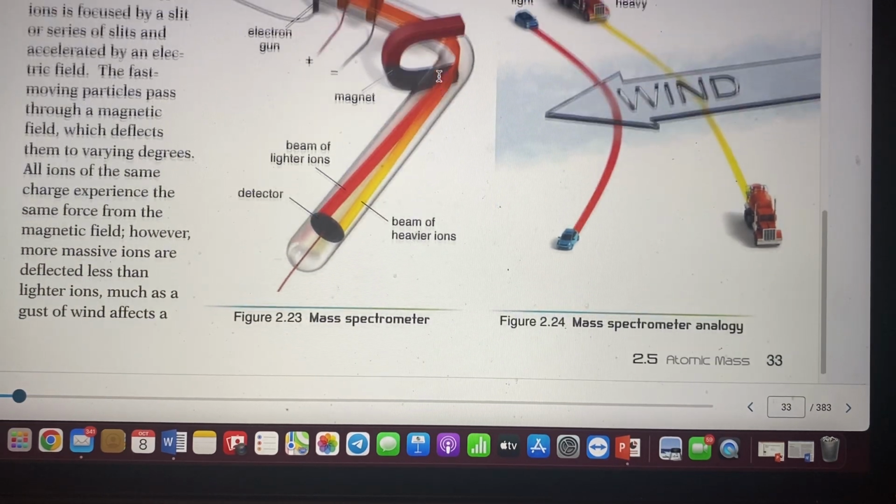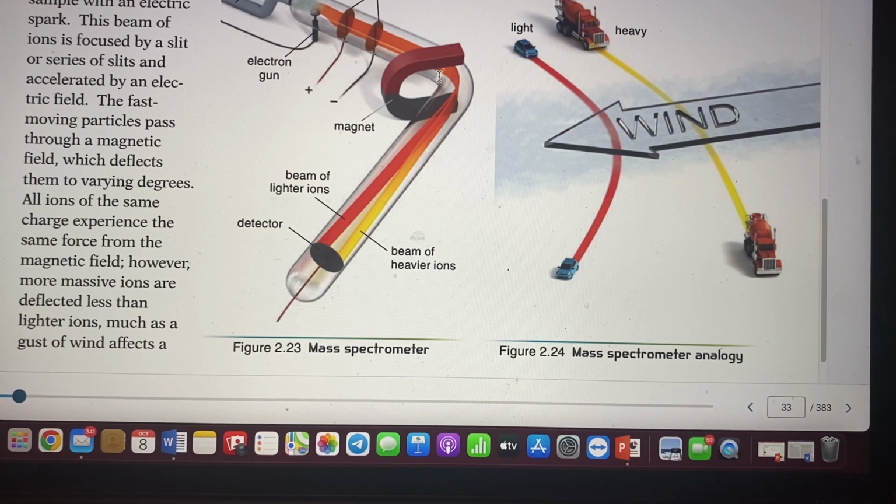So it's a little bit complex, but this is just telling you how they figured out the mass number. You can see these two pictures are actually pretty good, showing this mass spectrometer analogy and how they used it. And here you have the gas coming in with the electrons, and you have the magnet pulling it, instead of the wind. And so now they can know which beam of heavier or lighter ions to weigh them. So, pretty neat, huh? Wonder how they figured that out, but they did.